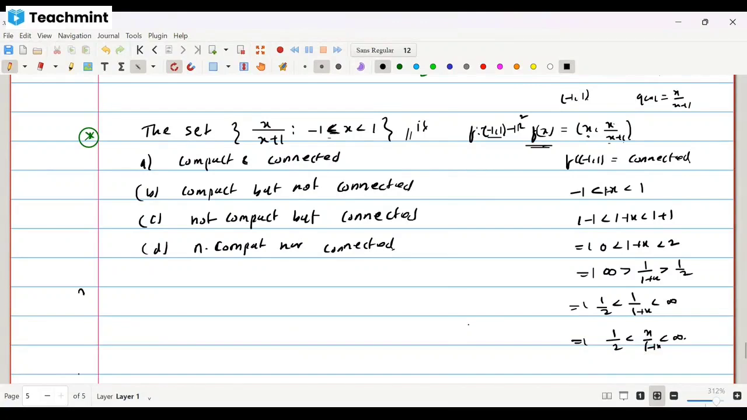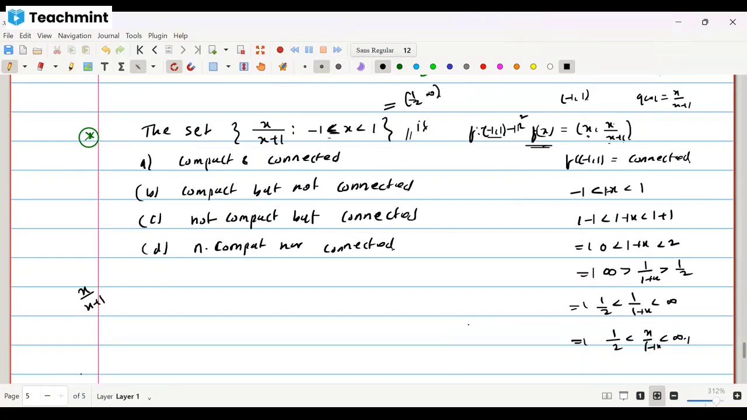Since x by x plus 1, suppose you take x is equal to -1, and if you take x is equal to +1, how much do we get? 1 by 2. The least one is 1 by 2, right? So whenever x is equal to 1, it takes minimum value. Whenever x is equal to -1, it takes maximum value. That is infinity. Therefore 1 by 2 is less than x by 1 plus x is less than infinity, sir. Right? Therefore this is nothing but 1 by 2 to infinity.